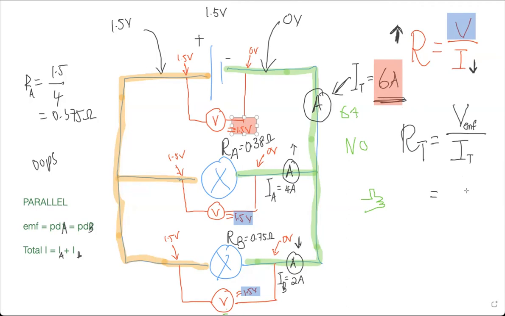Okay, so let me write down the answer for you. EMF is 1.5 volt. The total current is 6 ampere. So what's the answer for this? 0.25 ampere. Both of you able to get this answer?